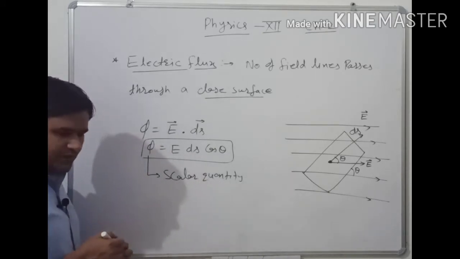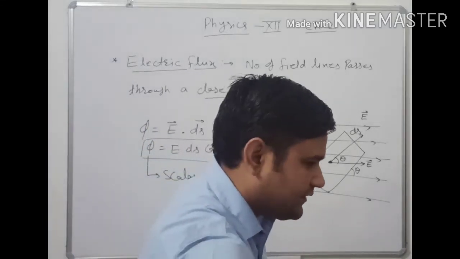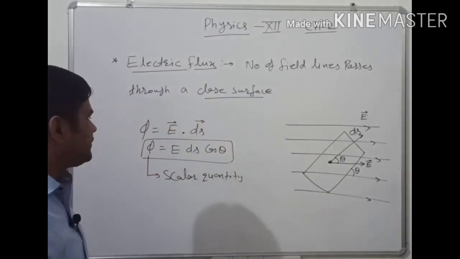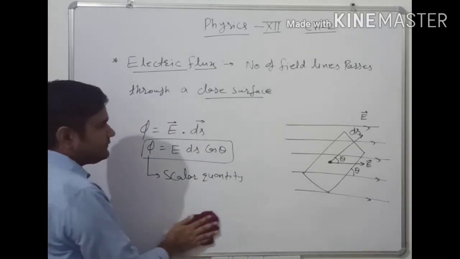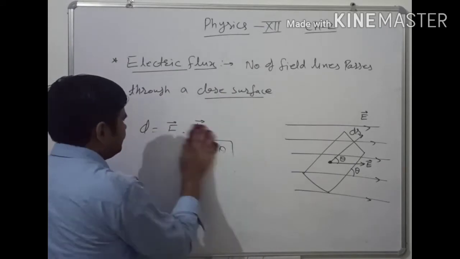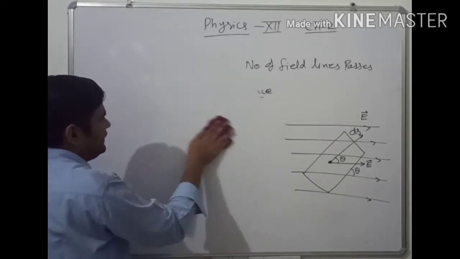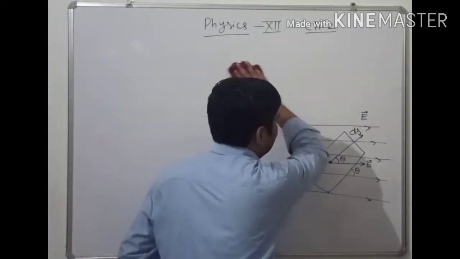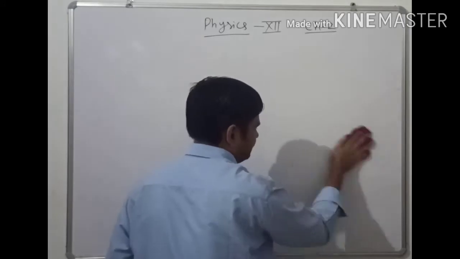Now we are just to be assuming the few important cases related to these formulations, how the variations of the theta affects the phi electric flux. Okay, we are just to be using the basic formulation phi equal to E ds cos theta and considering the few special cases about it.